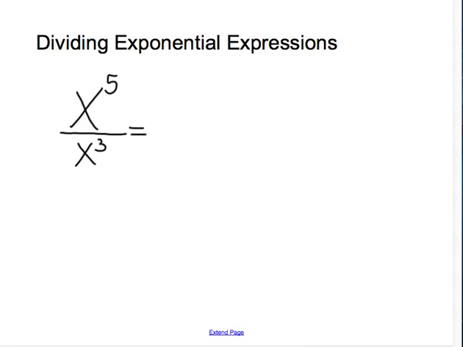Much like with multiplying, when you're new to this, I strongly recommend expanding things out. We recall that x to the fifth means x times x times x times x times x, and x to the third is the same thing, but just 3 times. So that's it fully expanded.